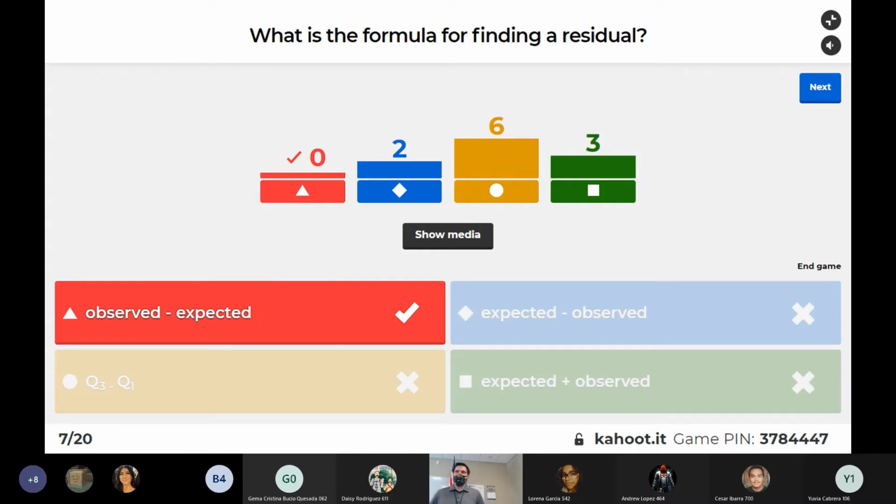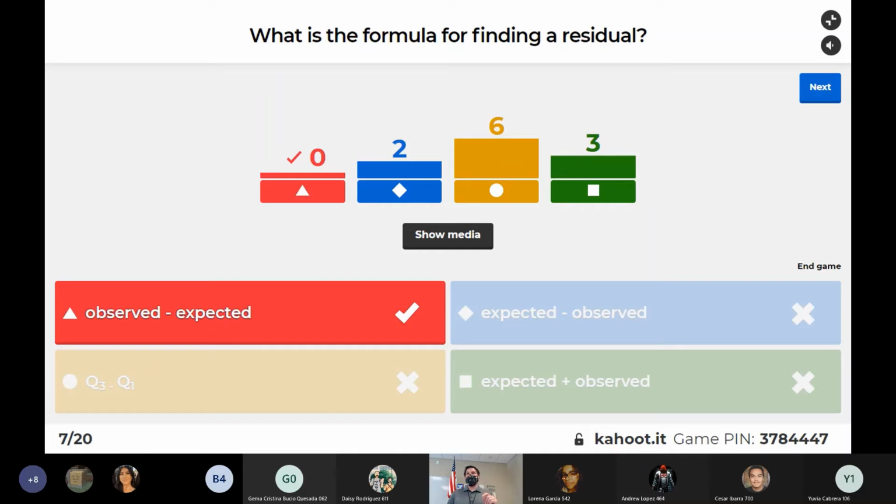All right, so this is observed minus expected. All right, Q3 minus Q1 is the interquartile range, the IQR. Right. Observed minus expected, and again, this is in chapter 3 that we recently saw. That tells us how far away a given point in a scatter plot is from the linear model, from that linear regression.